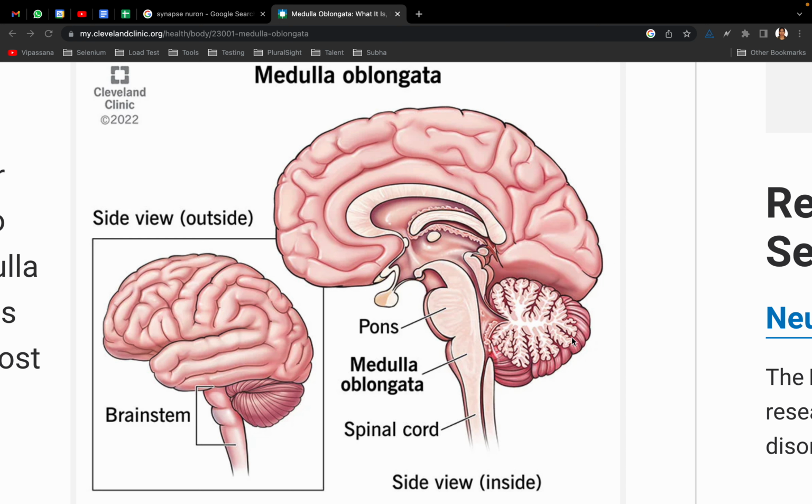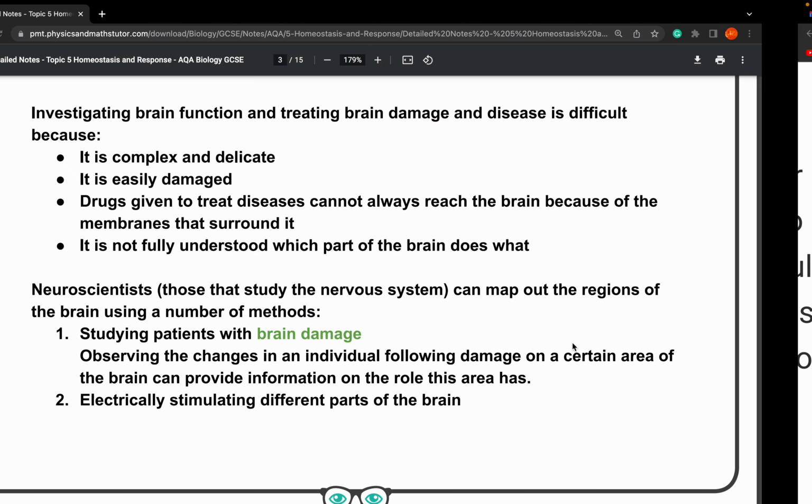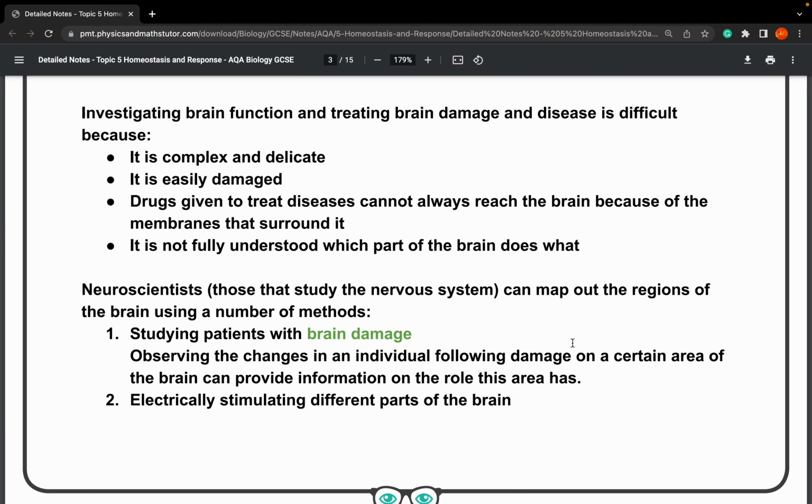Similarly, if somebody has injury to the cerebellum, they will have difficulty in getting balance. They will sway around. They can't walk without support. So then they found that, oh, the cerebellum is the one which creates the balance. So because of people with brain damage, we will know which part works by which method.